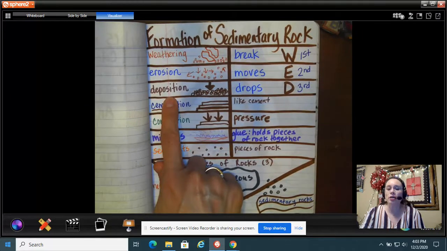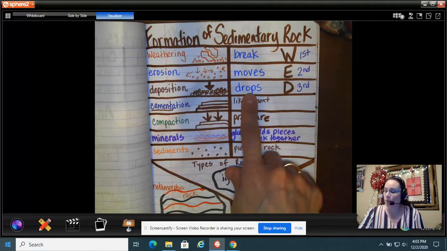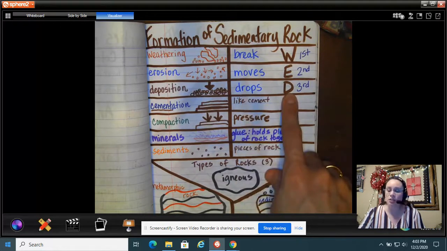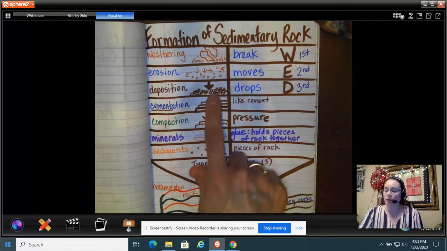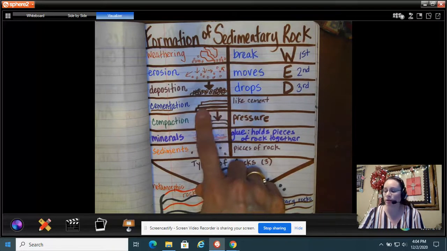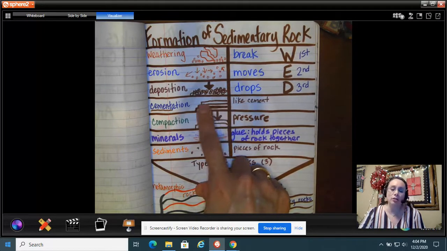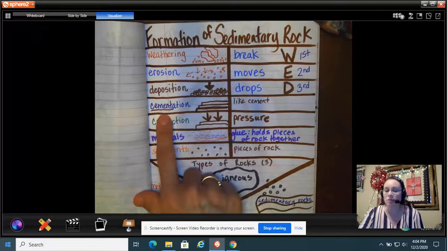Deposition is when all the pieces of rock break and fall. Okay, they fall or drop. So the letter D is for deposition. That's the third process it goes through. Okay, once they drop, they land like in layers. So you have the bottom layer, the next to the bottom layer, the top layer, and it is like cement. That's why you have cementation.